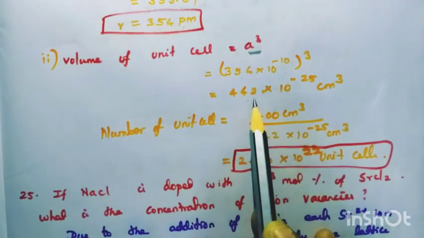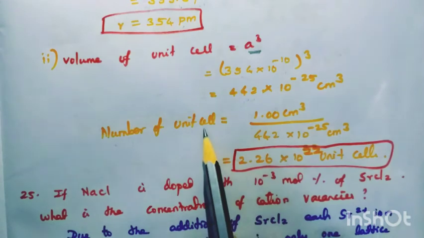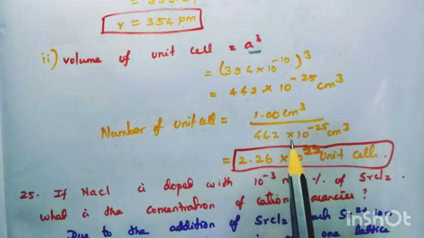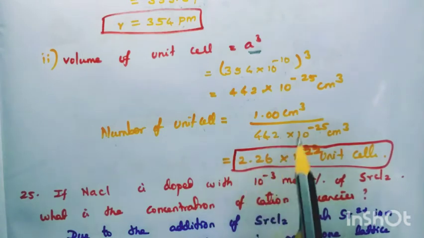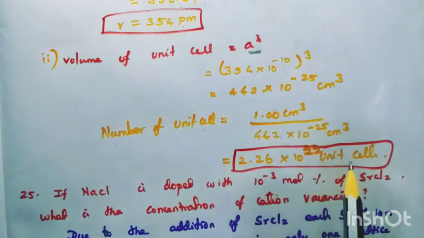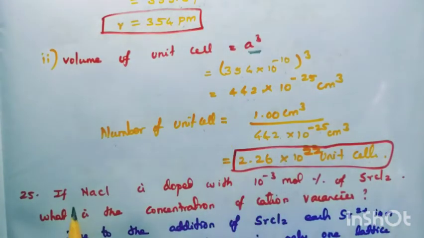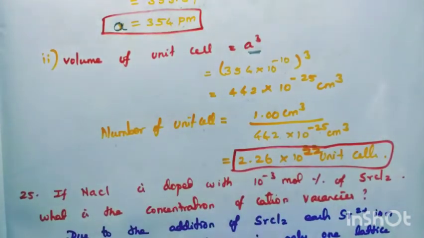So, we can find this. Number of unit cells is equal to 1 centimeter cube divided by 442 into 10 power minus 25. In 1, how much? So, 226. Divide this, we get 10 power 22 unit cells. So, this many unit cells are present in this radius and edge length. If this is A, not R. A. So, A is equal to 354.